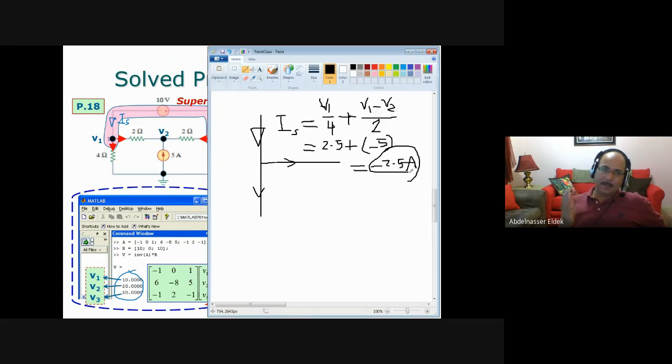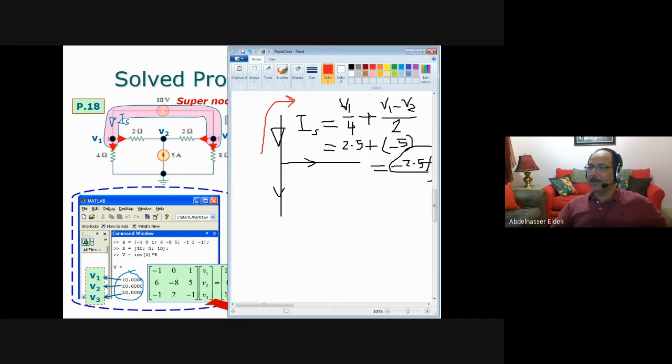So this means that IS actually is not in this direction, IS is in the other direction, and it is positive 2.5 in the other direction. Okay? So let us see, for example, can I calculate IS in a different way? Yes, of course.